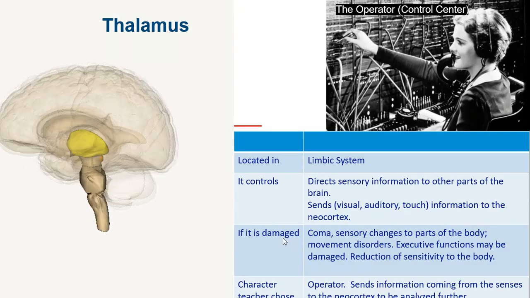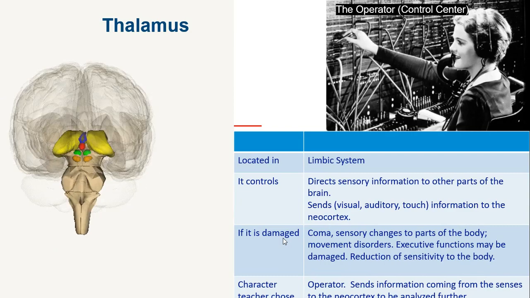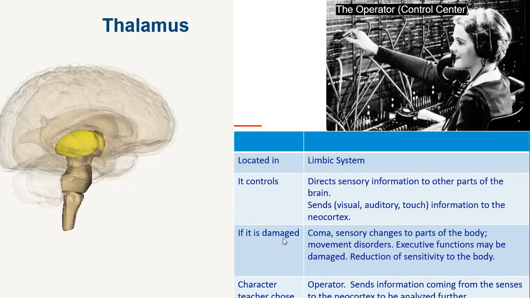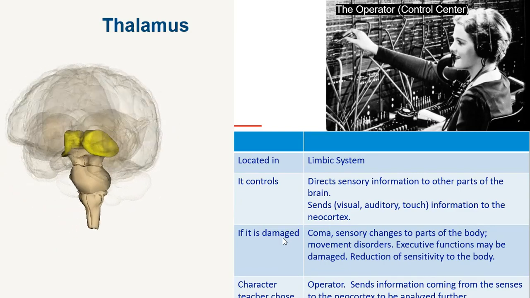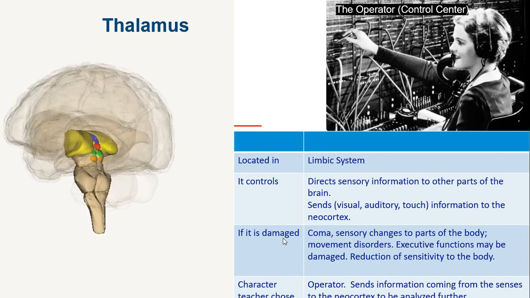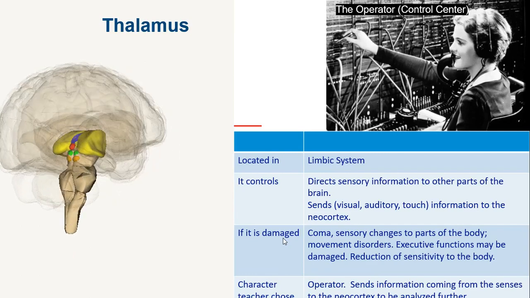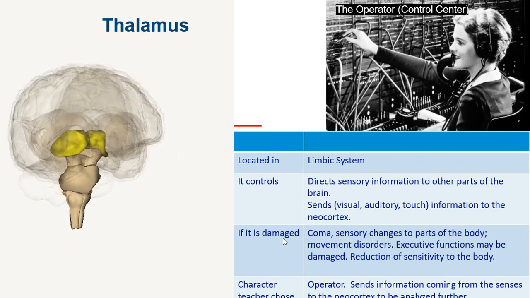Here you can see the thalamus a little bit better. You can see that there is one on each side in the limbic system, one for each hemisphere.